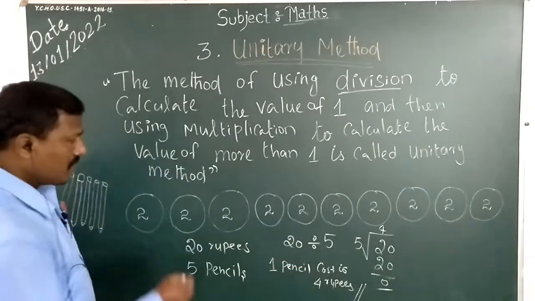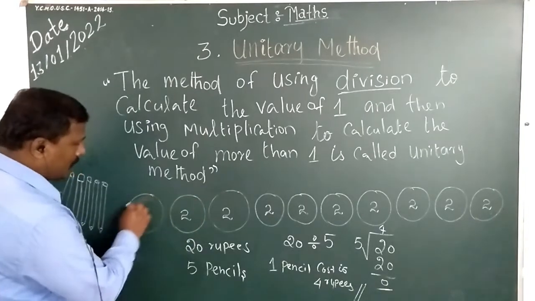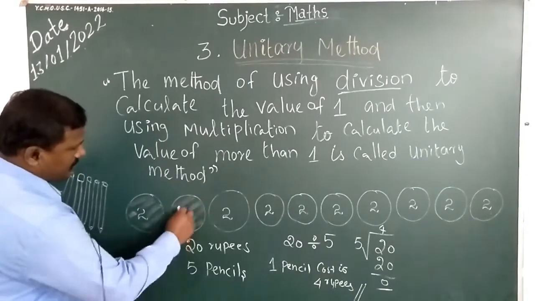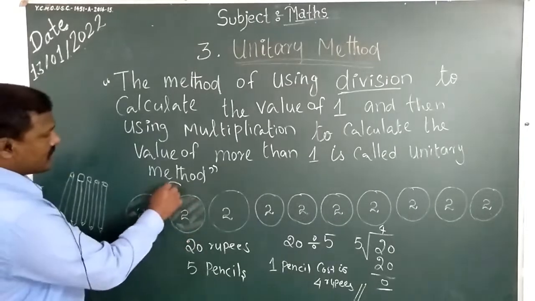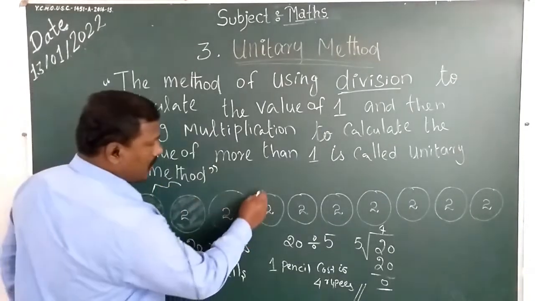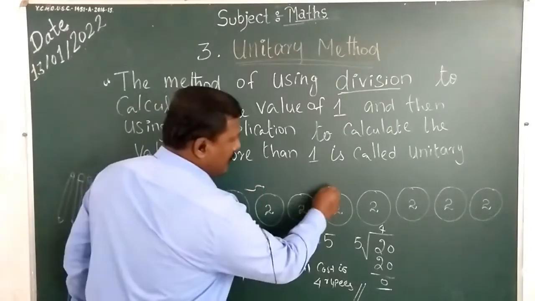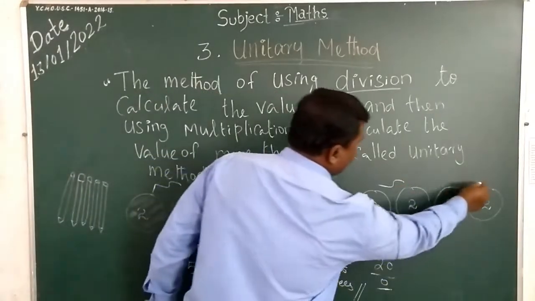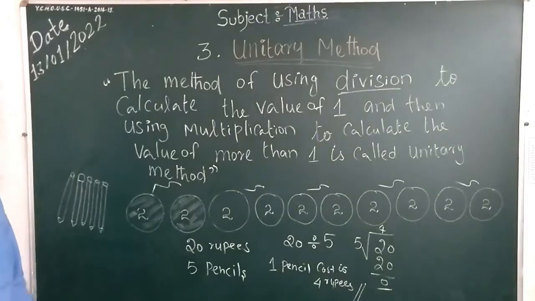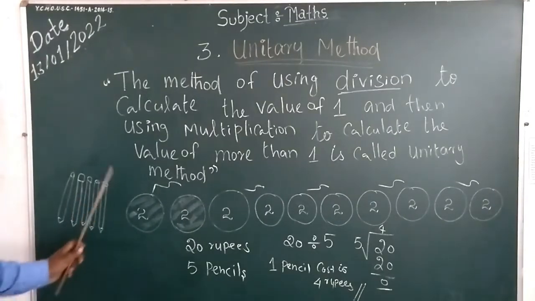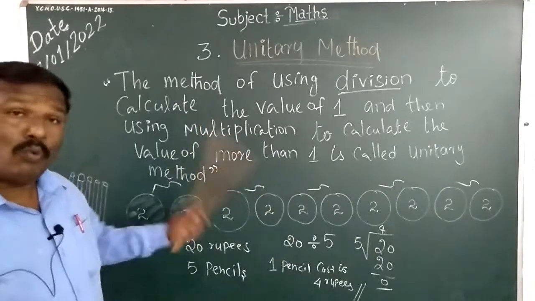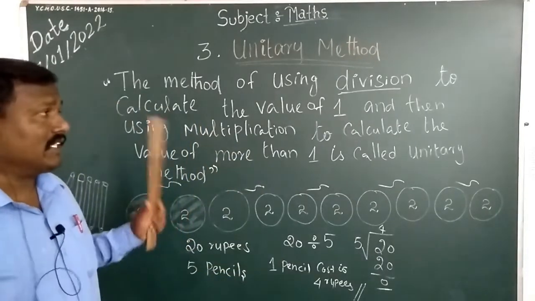So how much does it come to? 2 coins is equal to 1 pencil. Then 1 pencil, 2 pencil, 3 pencil, 4 pencil, 5 pencil. So in total, how many pencils did you give me? 5 pencils. So this is the way we can find the value of one thing.